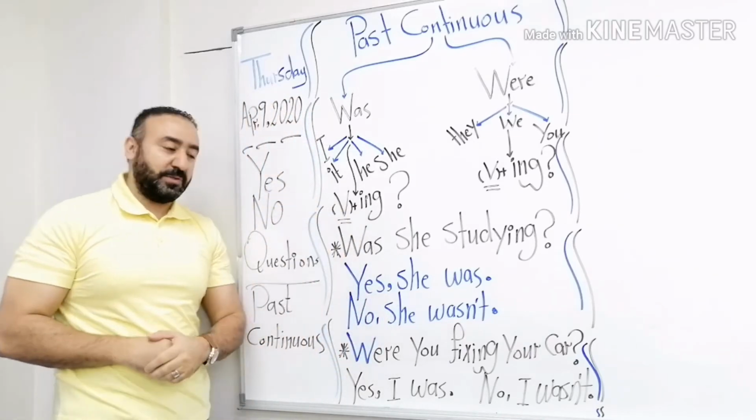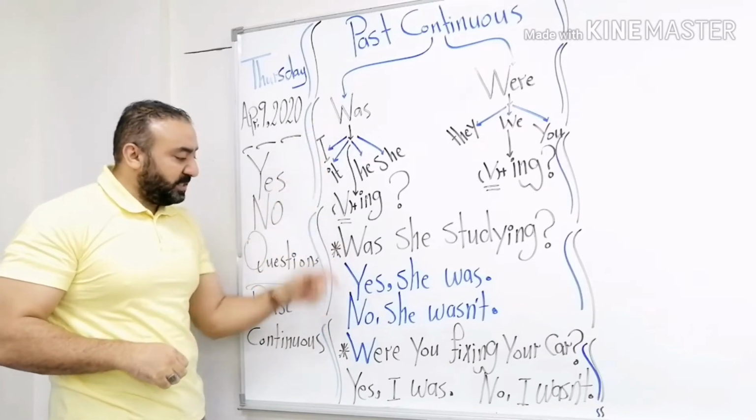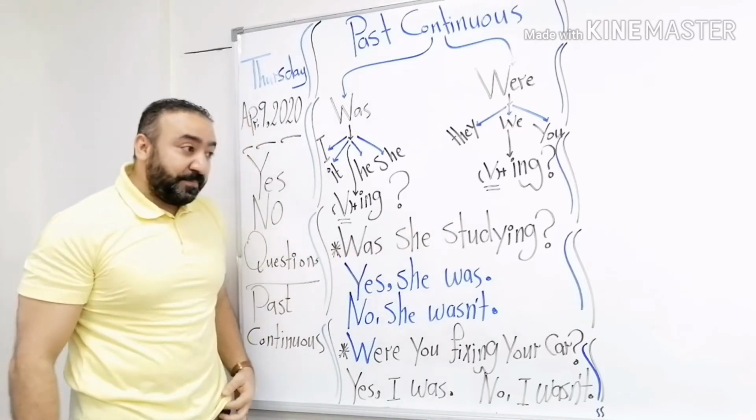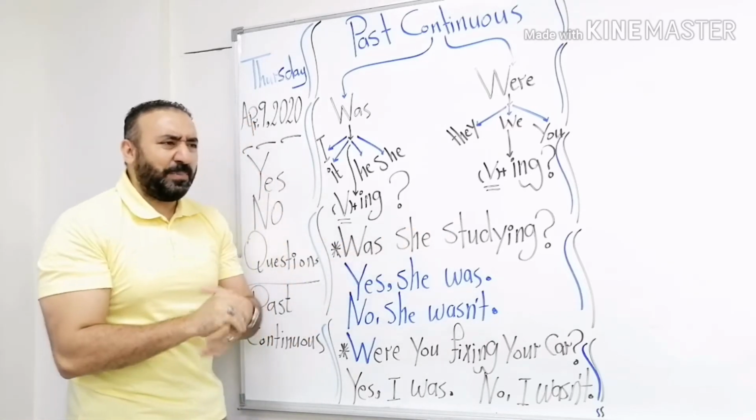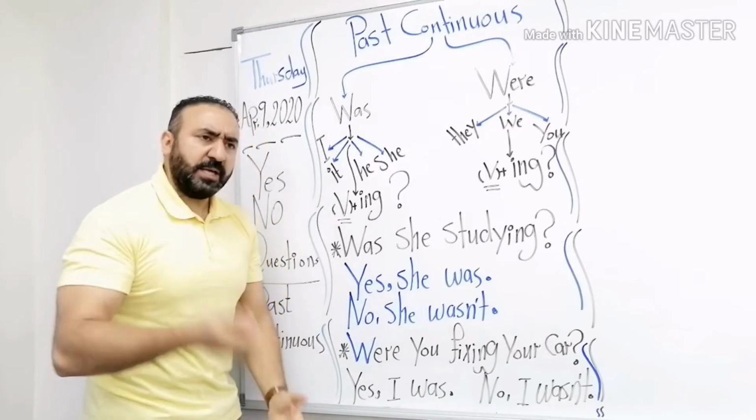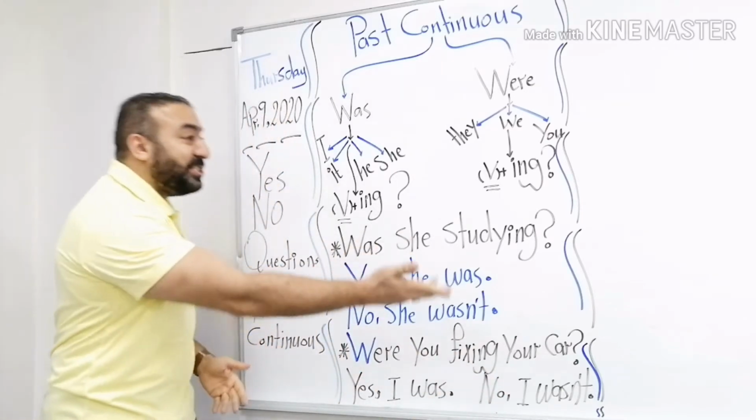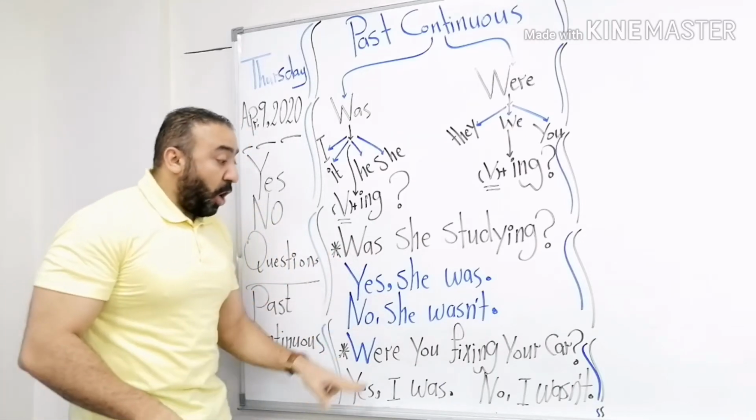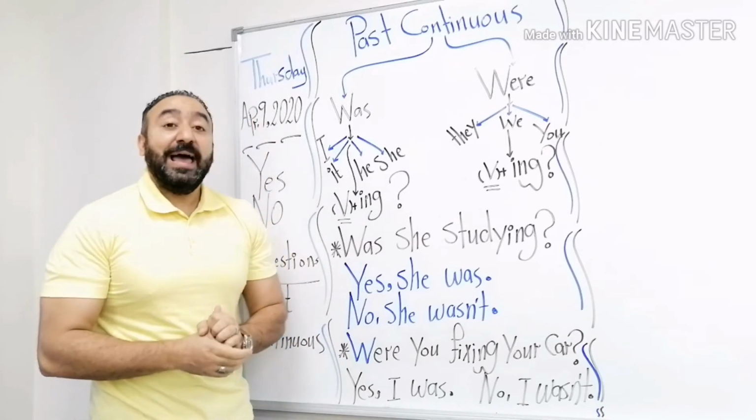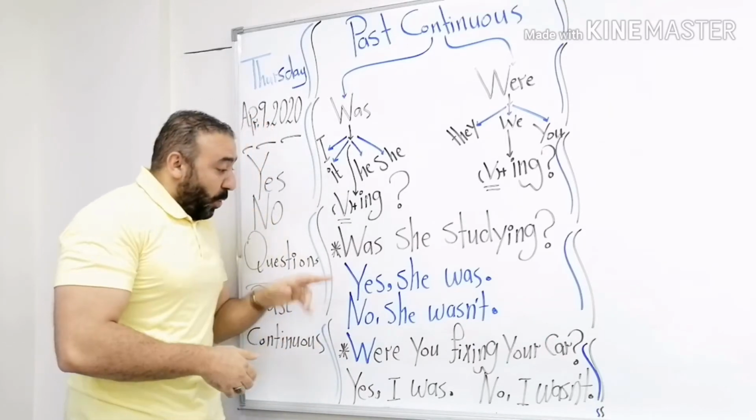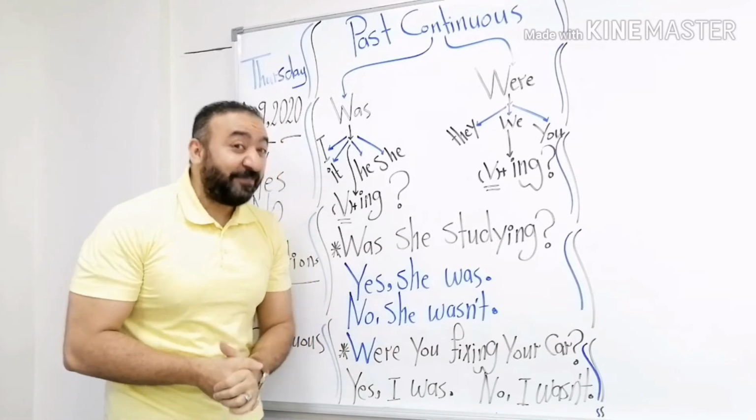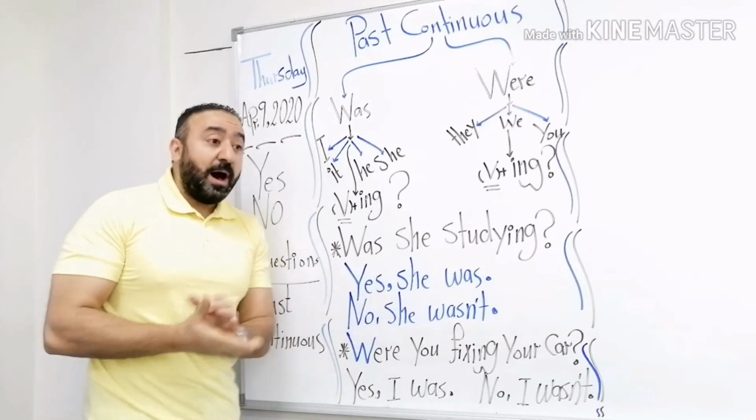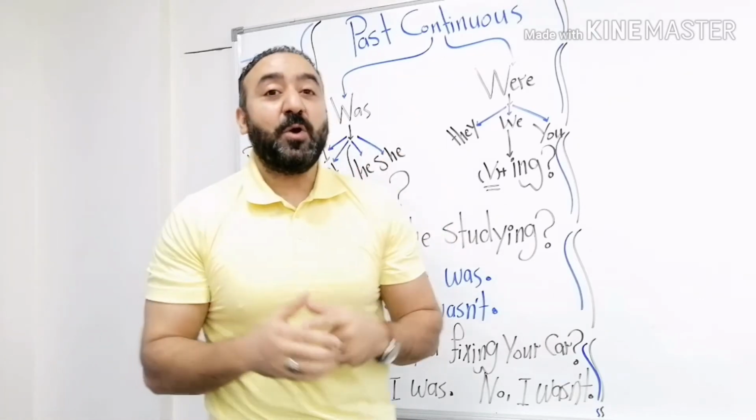Look at these two examples. One example is on was and the other one is on were. The first one. Was she studying yesterday night at 9 o'clock, for example? Was she studying? Yes, she was. Or no, she wasn't. Was she studying yesterday? Yes, she was. Or no, she wasn't. Were you fixing your car after midnight yesterday? The answer, yes, I was. Or no, I wasn't.